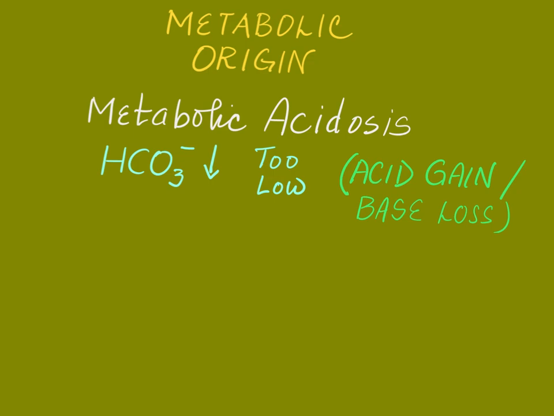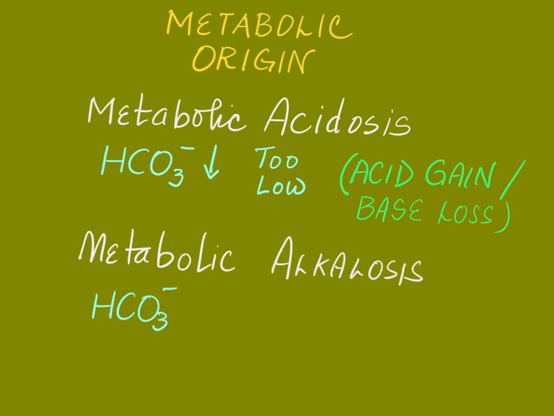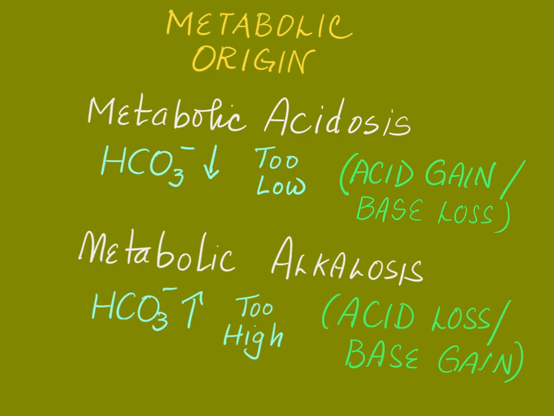The next is metabolic alkalosis. Metabolic alkalosis is caused by too much bicarbonate ions in the blood. When the bicarbonate ion levels increase or are too high, this results in metabolic alkalosis due to acid loss or base gain. Acid loss may be caused in situations when a person has prolonged vomiting and loses gastric secretions that tend to be acidic. Base gain can happen if a person is taking too many antacids.